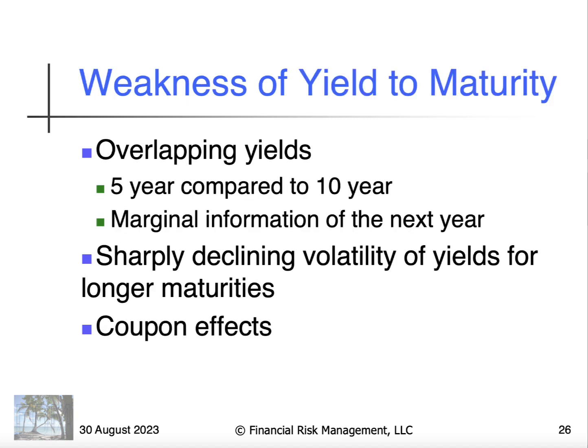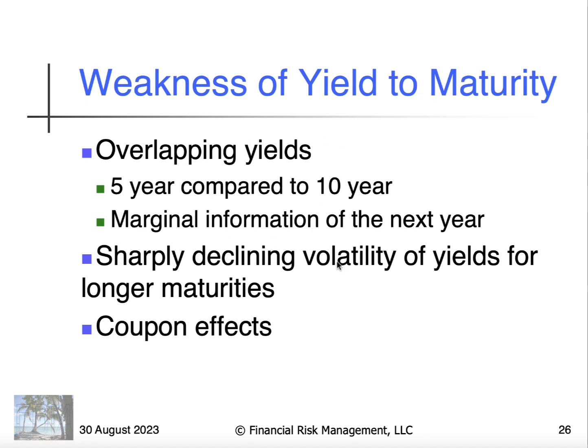Well, yield to maturity has some severe weaknesses. If I'm comparing a 10-year bond with a 5-year bond, there's 5 years of overlapping yields. And so what is the marginal information of the 6th year, 7th year? And so it's difficult to compare yields to maturities.